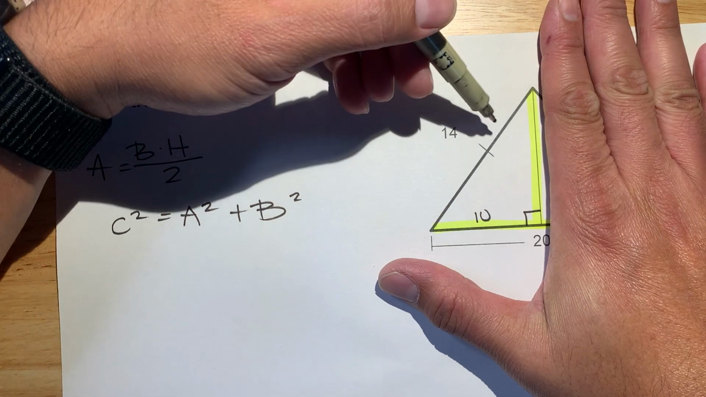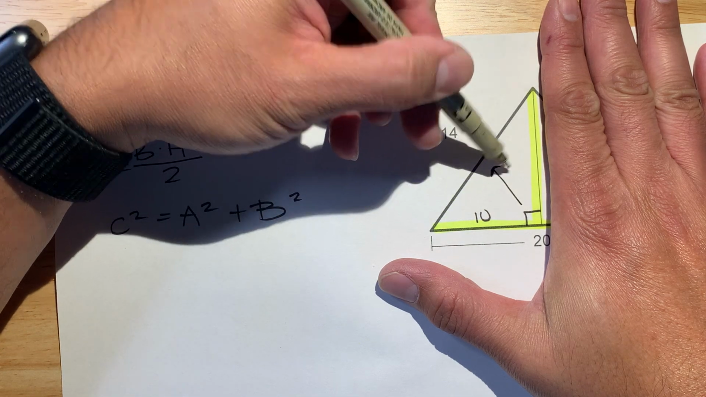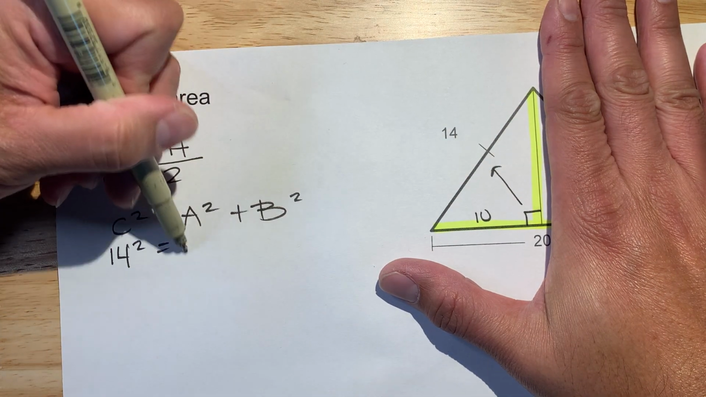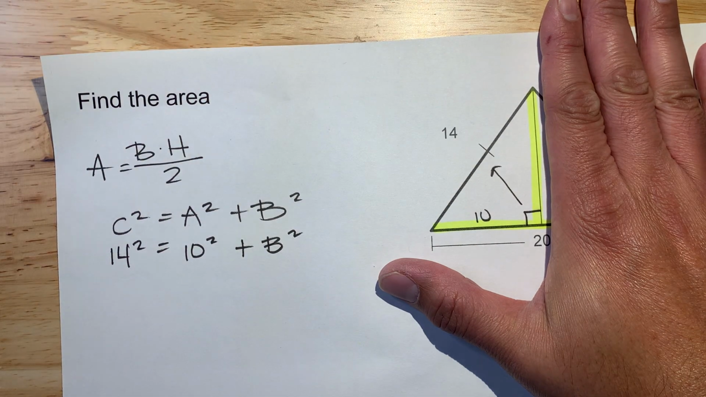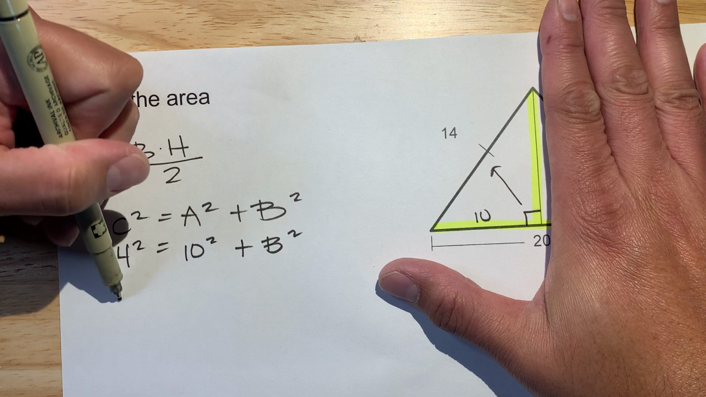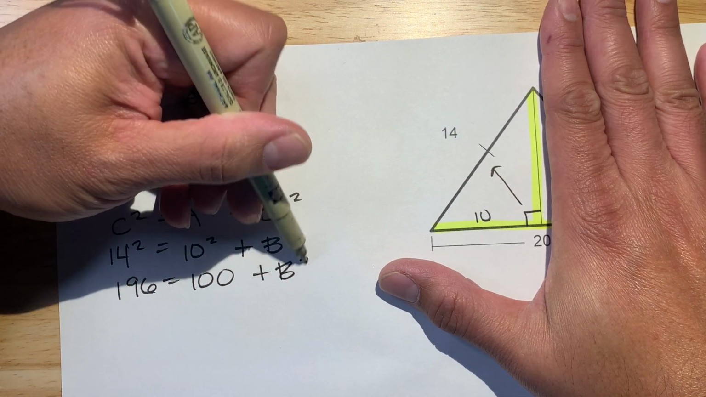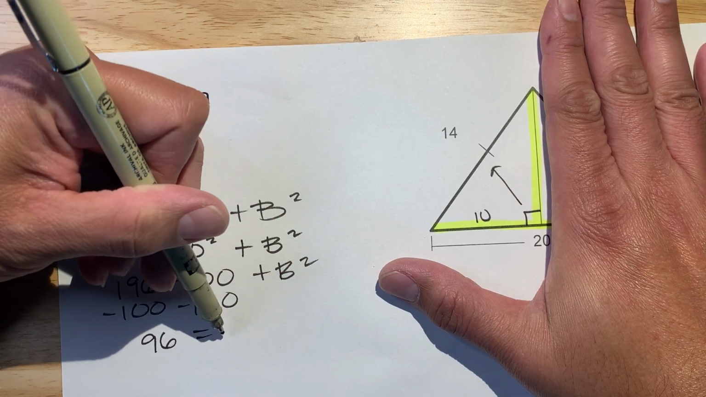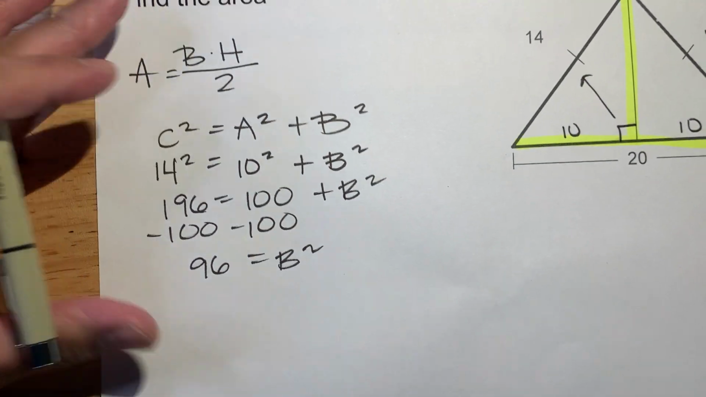So this 14 in this right triangle is our hypotenuse. It's opposite to the right angle. So I'm going to go 14 squared equals 10 squared plus the side that we're looking for, this side right here. Okay, and then I'm going to multiply. 14 squared is 196 equals 100 plus b squared. I'm going to subtract 100 from both sides, which is 96 equals b squared. Then I'm going to square root both sides.